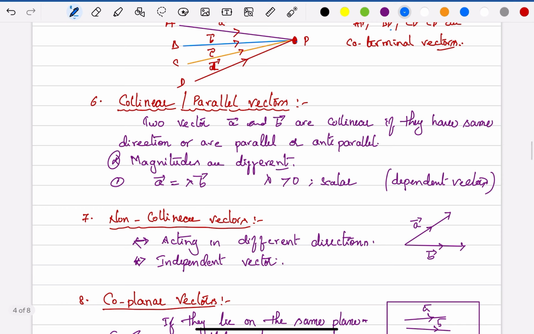Next one is collinear vectors or parallel vectors. Two vectors A and B are collinear if they have the same directions, are parallel or anti-parallel. Magnitudes are different. Example: A vector is equal to lambda B vector, where lambda is a scalar. A vector is equal to lambda B vector, and lambda is greater than 0, and lambda is a scalar.